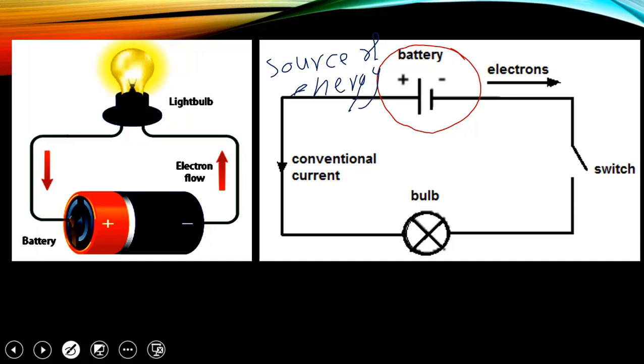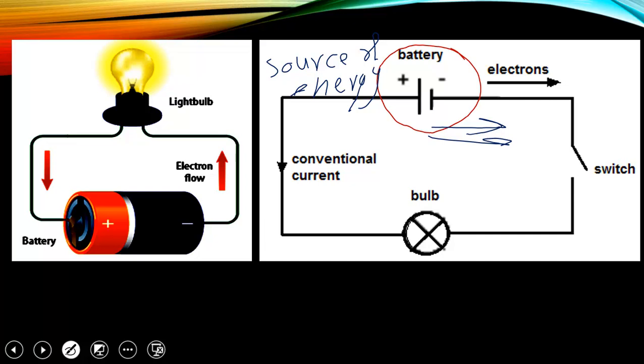The role of the battery in the electric circuit is to push electrons to move through the electric circuit. It will push the electrons to pass through the circuit, then move towards the positive pole. So the battery, we can define it as a source of energy. The battery gives electrons energy to pass through the conductor and move towards the positive pole.